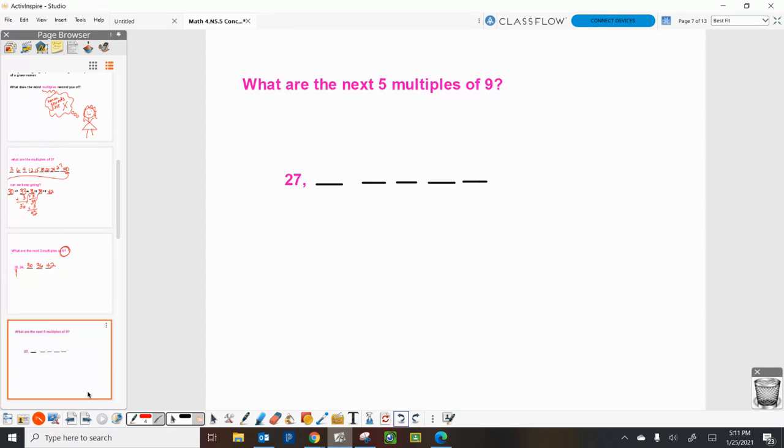Okay, I want you to try this one. What are the next 5 multiples of 9? So pause your video, find the next 5 multiples of 9. You're going to count by 9s, and then play your video again to check your answer.